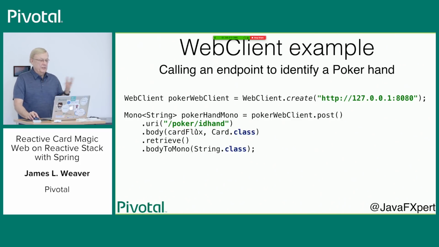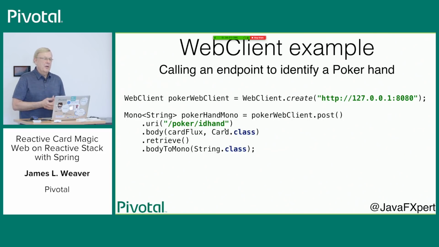So presumably somewhere else we've created this flux that contains these cards, and then here we're telling it what kind of thing we're streaming. So that's going to execute the post. And then we're going to retrieve from the server, and we're going to take the body that comes back and convert it to a mono, and we're expecting a stream of what kind of card hand this is. Is it a straight flush? Is it two pairs?